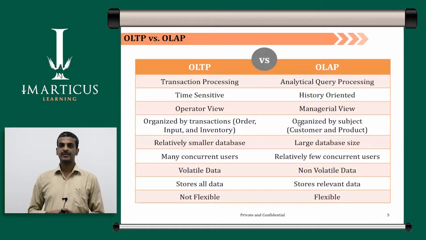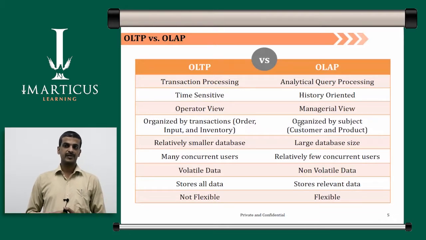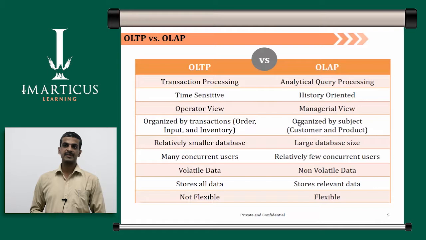So to quickly summarize OLTP and OLAP and see the differences between the two. OLTP is transaction processing, whereas OLAP is analytical query processing. OLTP is time sensitive, whereas OLAP is history oriented. OLTP is operator view, whereas OLAP is managerial view. OLTP is organized by transactions, for example order, input and inventory, whereas OLAP is organized by subject. It could be customer or product.